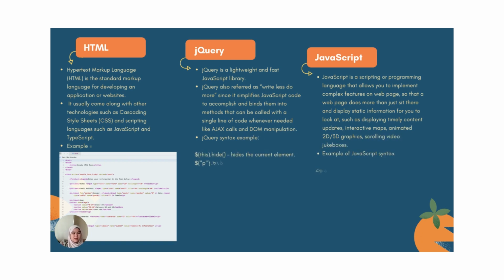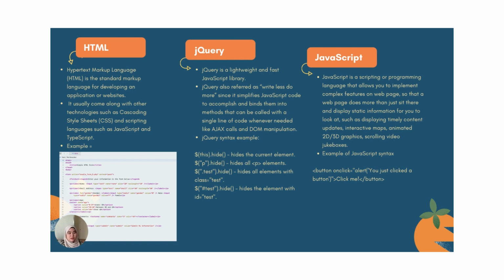The first language that we are going to talk about is Hypertext Markup Language, the long name for HTML. It is a standard markup language for developing an application or website. It usually comes along with other technologies such as Cascading Style Sheets (CSS) and scripting languages such as JavaScript and TypeScript. As you can see in the example on the slide, that is an example of HTML. Basically, it is not a heavy programming language. It is a language for you to build your website layout. For example, if you want to have boxes in your layout, it has certain syntax for you to use to make the box exist.